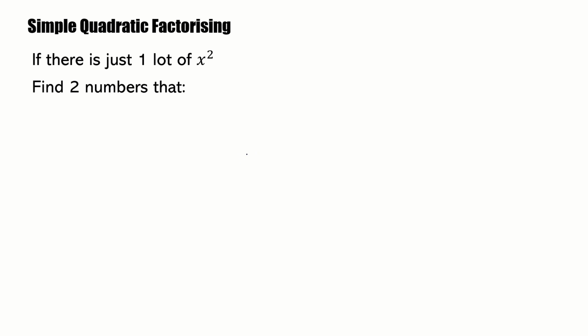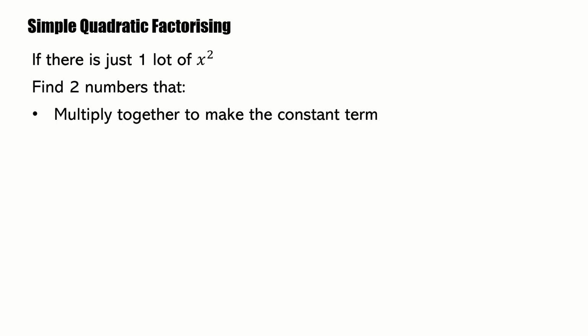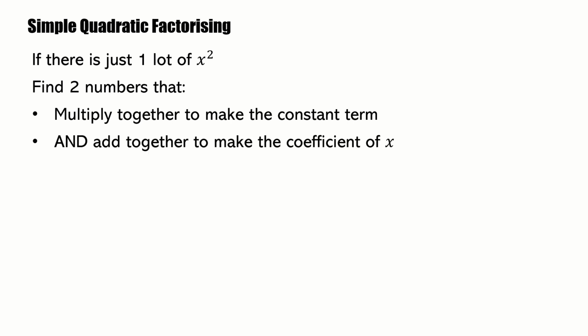So if you're doing that, what you need to do is look for two numbers that multiply together to make the constant term. That's the number that's on the very end with no algebra attached to it. But also, those two numbers need to add together to make the coefficient of x. That means the number in front of the x term. Okay, let's look at an example.